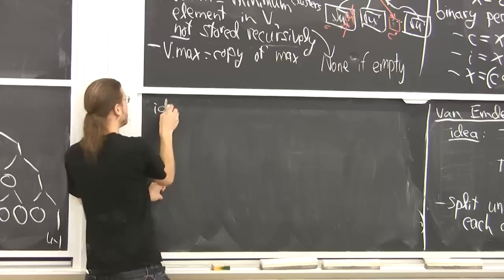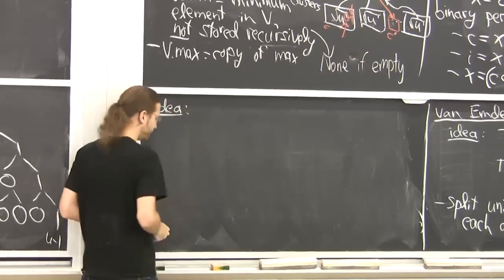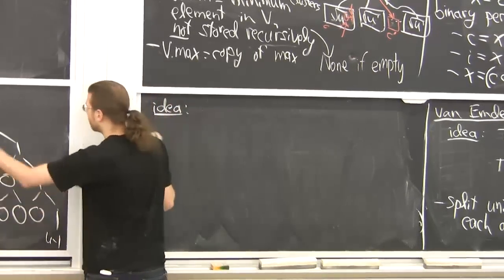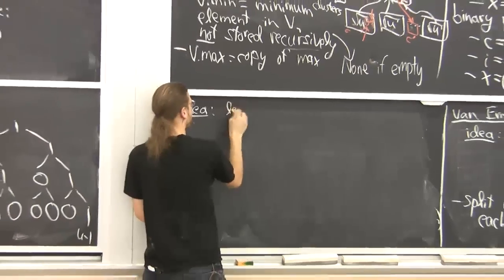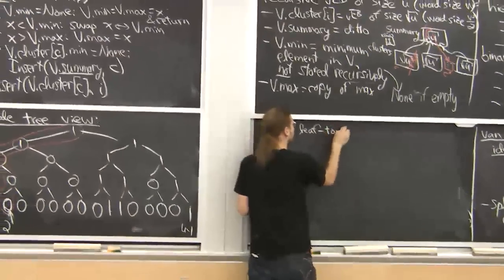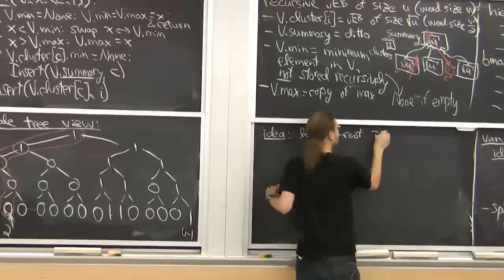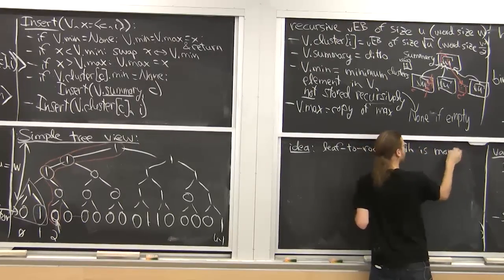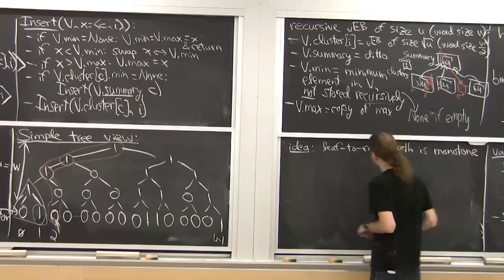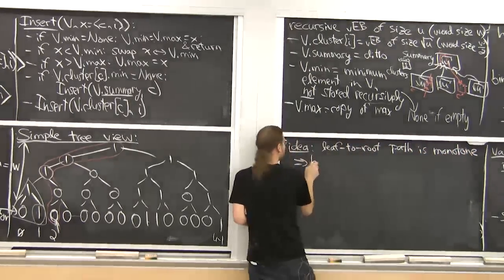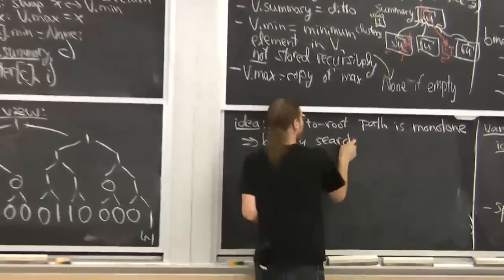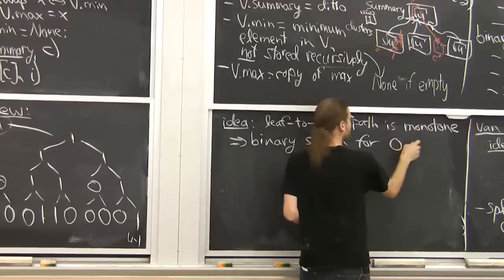So this is the new idea to get log u predecessor successor: any root to leaf path is monotone. It's 0 for a while, and then it becomes 1 forever. So we should be able to binary search for the 0 to 1 transition.